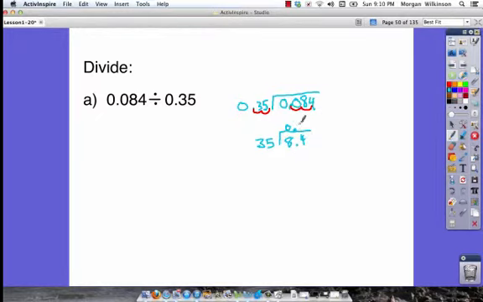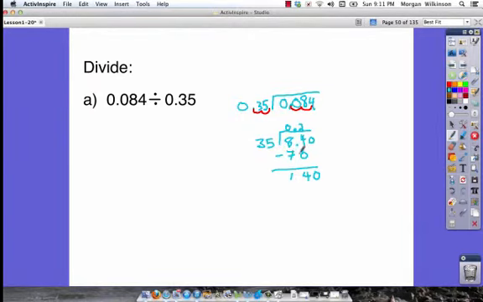35 is going to go into 84 two times, because 2 times 35 is 70. We subtract, we have 14 left over. We can't have a decimal with a remainder, so we've got to have a 0 on the end of 8.4. We'll bring that straight down. And 35 is going to go into 140.